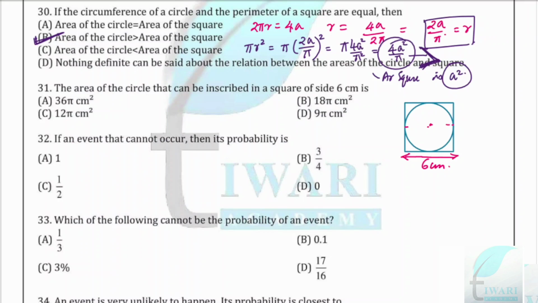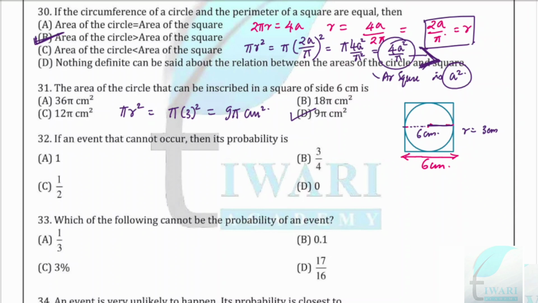Question number 31. The area of a circle that can be inscribed in a square of 6 centimeter is what? To find the area of the circle, we need to find the radius. We know that this whole thing is the diameter, and this diameter is parallel to the side of the square. So this diameter will be 6 centimeter, so the radius will be 3 centimeter. So the area is pi r square, that is equals to pi into 3 whole square, that is equals to 9 pi centimeter square. The answer is option D, 9 pi centimeter square.